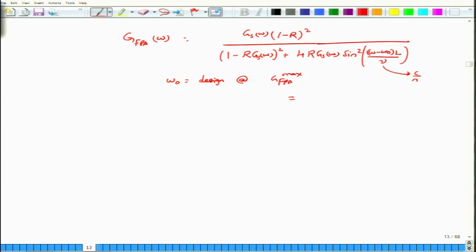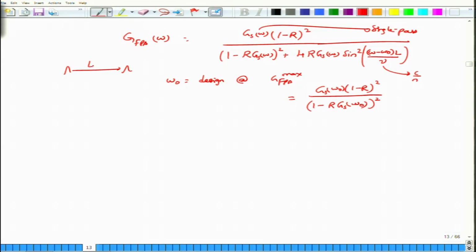When omega is equal to omega naught, you have G_s(omega naught) times (1 minus R) whole square, divided by (1 minus R G_s(omega naught)) whole square, because you will get a maximum gain when the sine square term goes to 0. It will not go negative because it is a sine square term, and G_s is always a positive quantity because this is the gain of the basic material, sometimes also called the single pass gain.